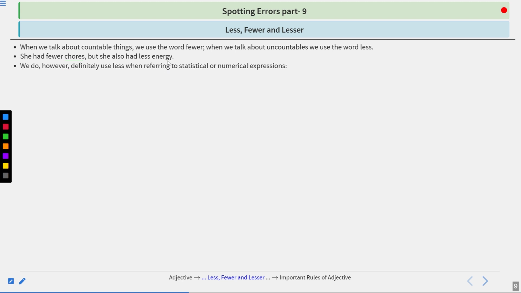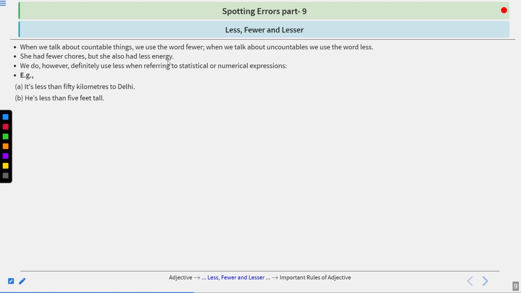We do, however, definitely use less when referring to statistical and numerical expressions. It is less than 50 kilometers to Delhi. He is less than 5 feet tall.